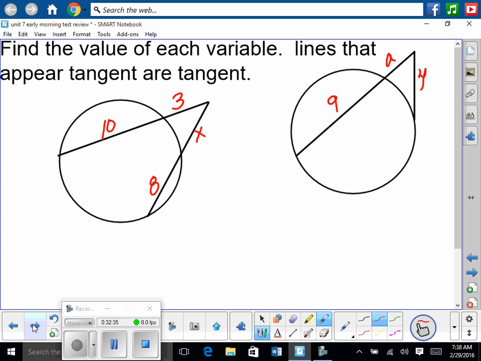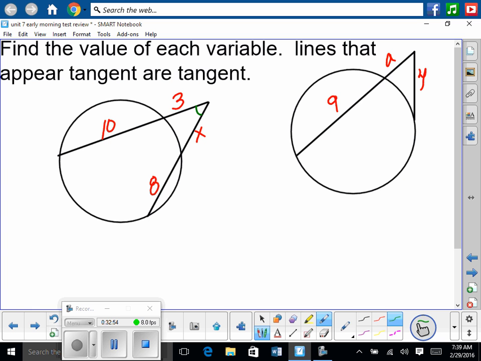Okay, so next picture here. We're almost done. We're getting there, guys. Stay with me. It says find the value of each variable, assuming lines that appear to be tangent are tangent. First of all, if you look at this picture, you say to yourself, what am I given here? I'm given a chord and a chord, right? It makes an angle on the outside of the circle, right?